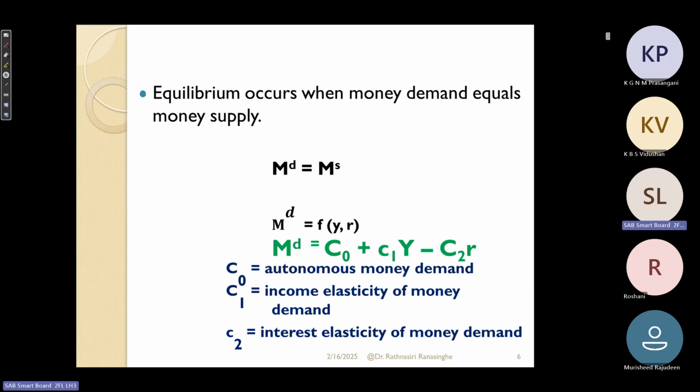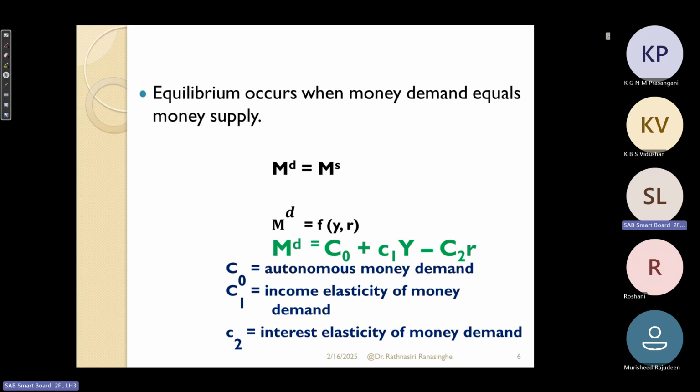In the money demand function, we identified C0 plus C1y minus C2R. C0 means autonomous money demand. C1 is the income elasticity of money demand, which gives us the change in money demand due to a change in income. And C2 is the interest elasticity of money demand, which explains the change in money demand due to a change in the interest rate.